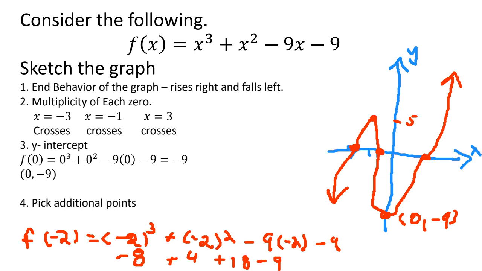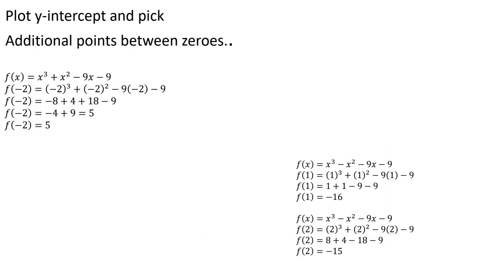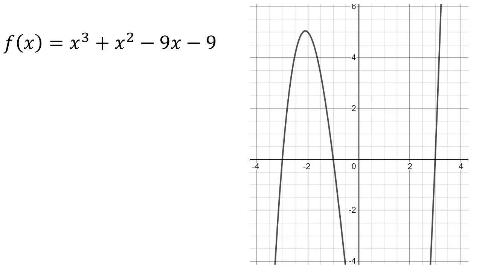And again, I can show you this pretty graph over here, right? The 5 here is where this point was at -2. And again, we're able to sketch it.